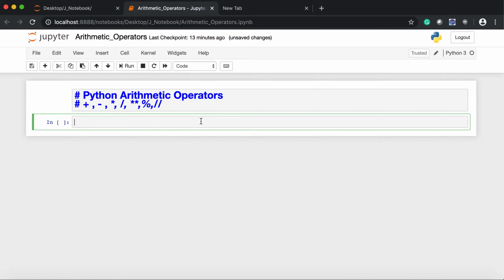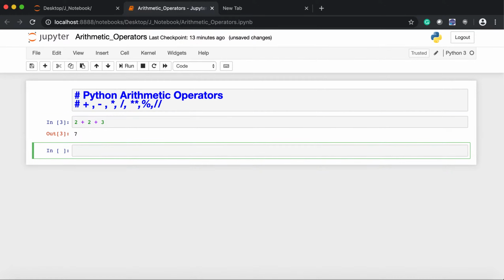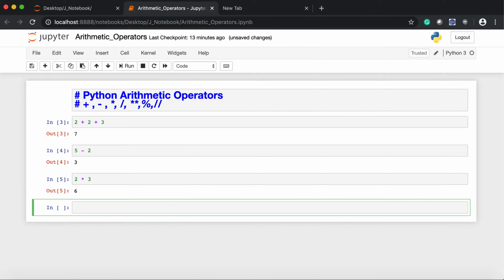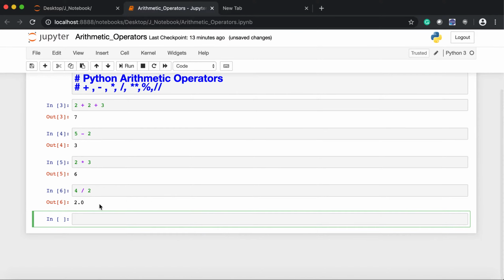Basically plus is like 2 plus 3, everyone knows about this. 5 minus 2, this is 3. About the multiplication, 2 into 3, 6. For division, 4 by 2, this is 2.0.